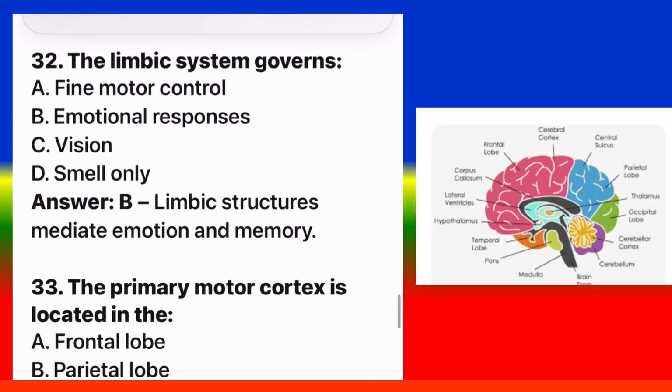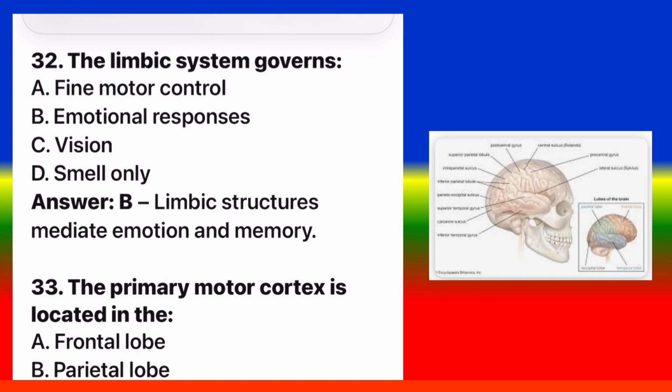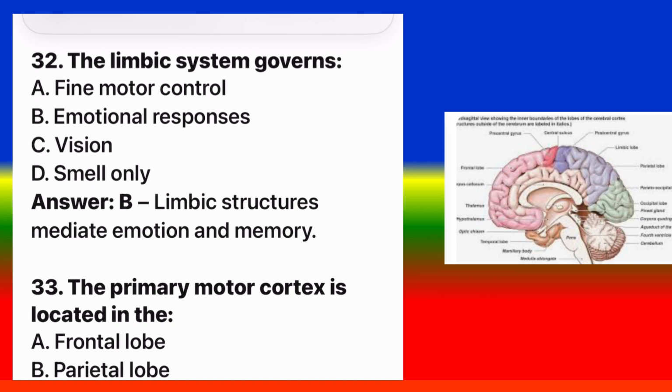32. The limbic system governs A. Fine motor control, B. Emotional responses, C. Vision, D. Smell only. Answer B. Limbic structures mediate emotion and memory.